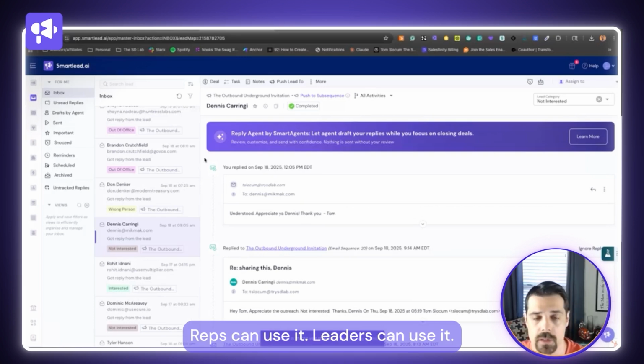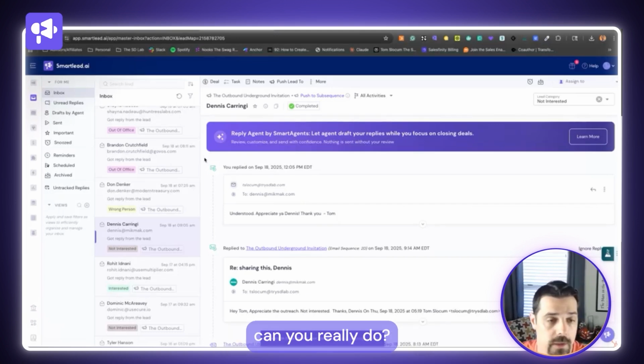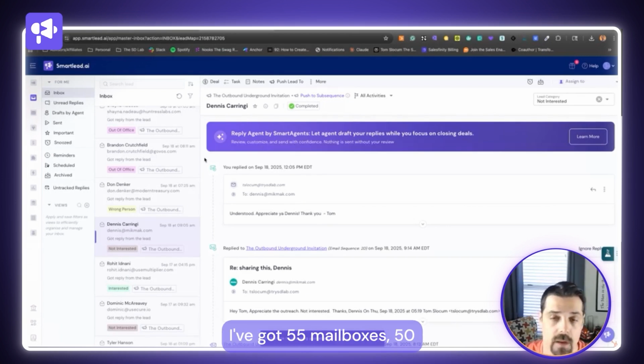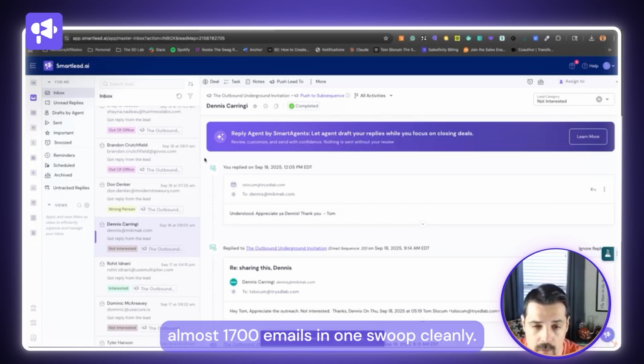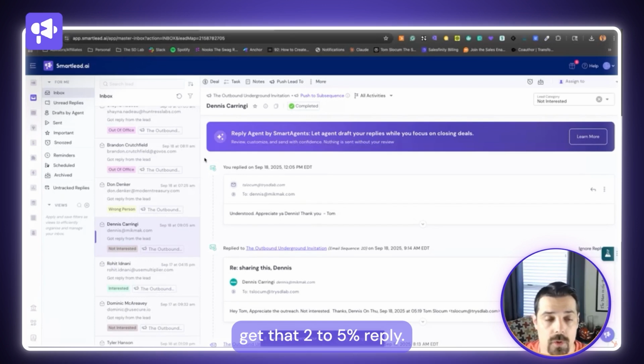Reps can use it, leaders can use it. If you're a founder out there trying to push your offer and services, I've set up a few folks on this to allow them to amplify what they're doing. Because if you're just relying on your main domain and one mailbox, how much damage can you really do? I've got 50 mailboxes doing 35 emails a day. I can send out almost 1,700 emails in one swoop cleanly, and then get those replies. Get that 2 to 5% reply, and within that, get that 10 to 15% positive reply.